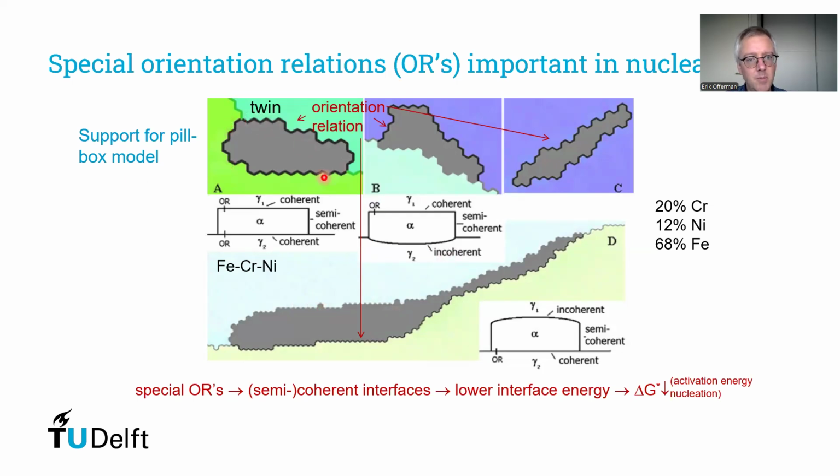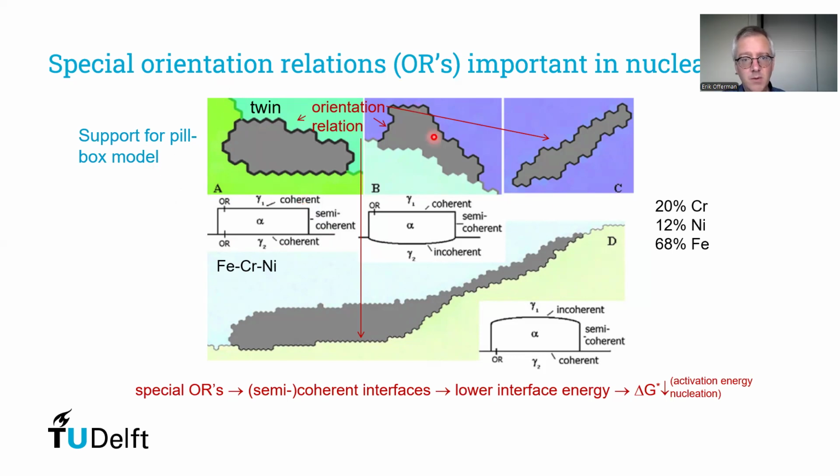And the thick black line here means that there is a special crystallographic orientation relation between the FCC parent grain and the BCC product grain. And it has a special crystallographic orientation with both FCC grains on both sides. So that means that the two FCC grains should also have a special crystallographic orientation relation to each other. And this is indeed observed as a twin boundary. So you could say that this nucleus would correspond to the pillbox model. So we did find support for the pillbox model in these experimental observations.